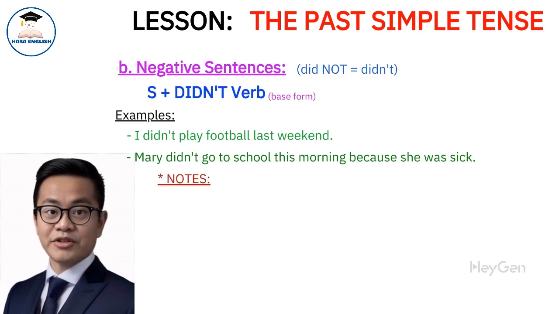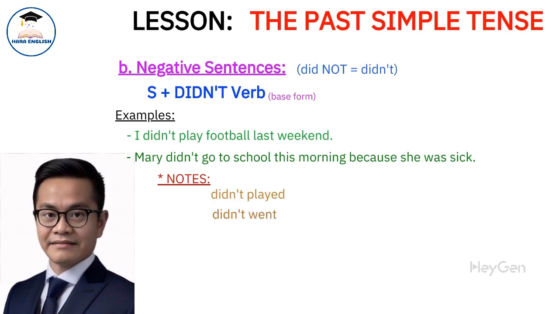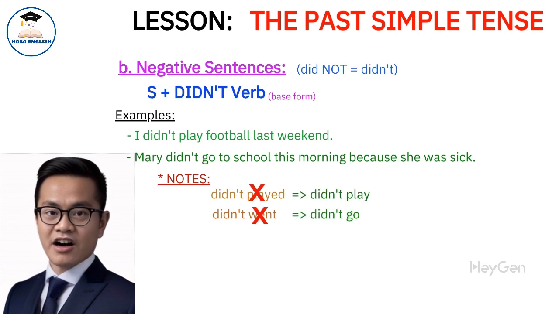Remember, don't use the past form after didn't, such as didn't played or didn't went. These are completely wrong. We should use didn't play and didn't go. Have you got it? Great.